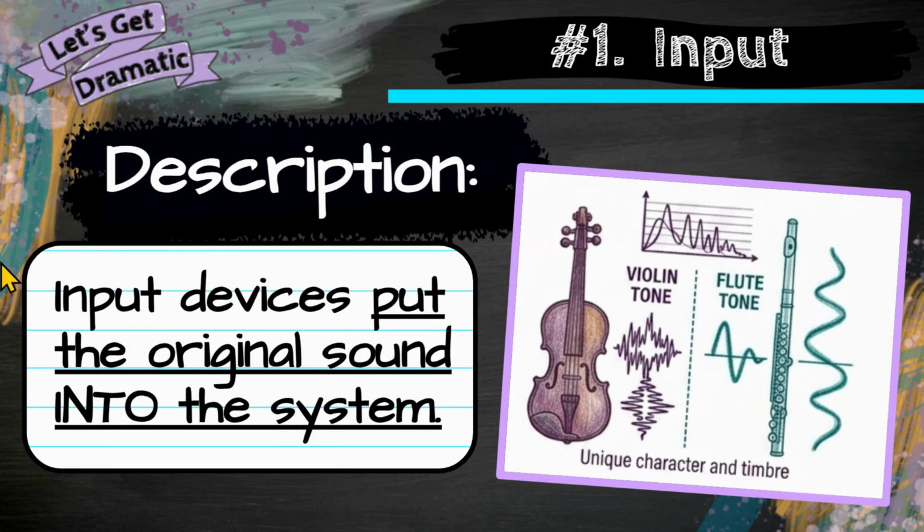So the description: input devices put the original sound into the system. So it puts all of the sound that we want to capture, and for the audience to be able to hear, into our sound system. And we're going to continue going over more notes for this on the next slides. And of course, feel free to pause at any time so that you can finish writing down the notes, because we do go kind of fast through this.